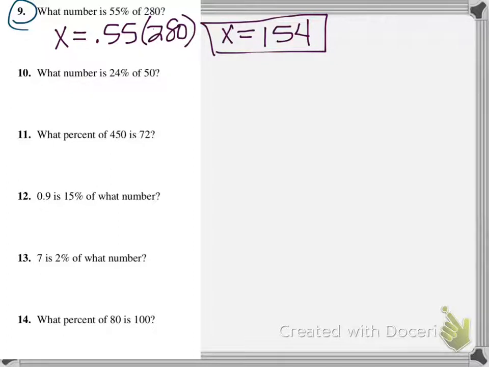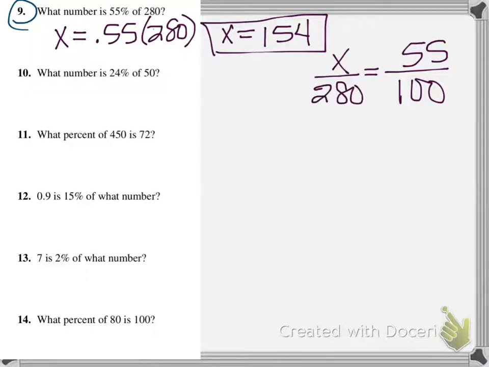Again, you could use percent proportion. If we were doing the percent proportion, I would go ahead and get my fraction bars and put in my 100. My 55 would go in the percent. The is, I don't know, and the of would be 280. So that's what my proportion would look like. I would have a little more work involved once I do cross products, but in the end I would still get x equals 154.